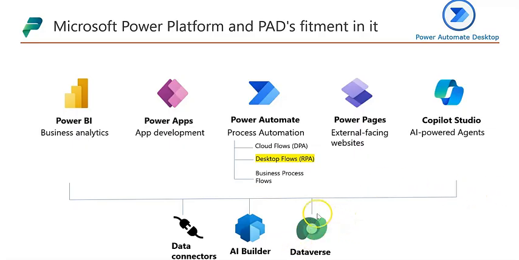And the last component is the dataverse. As the name suggests, it is the universe of data. You can think of it as a backend or a database to the Power Platform itself. And you can connect from these applications to the dataverse. You can store your data in the dataverse and access it via Power Apps, via Power Automate, and so forth, even Copilot Studio. You can have your chatbots connect to the dataverse and interact with it. So this is the Power Platform in a nutshell.